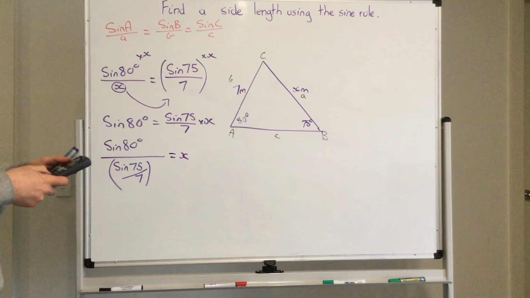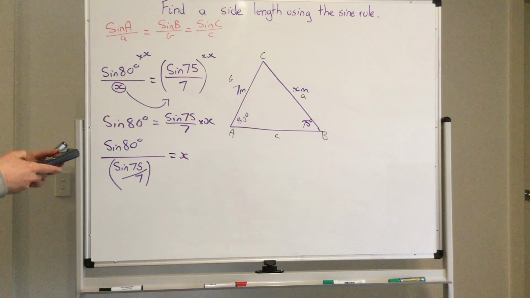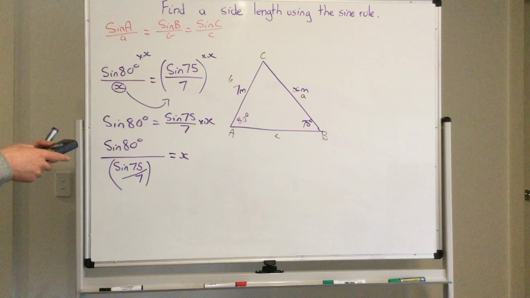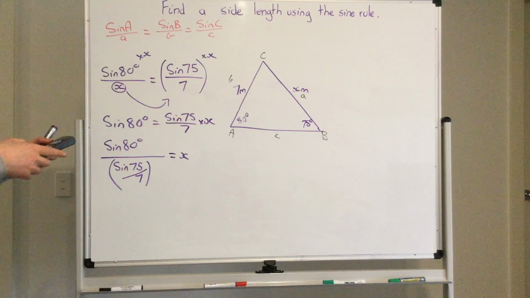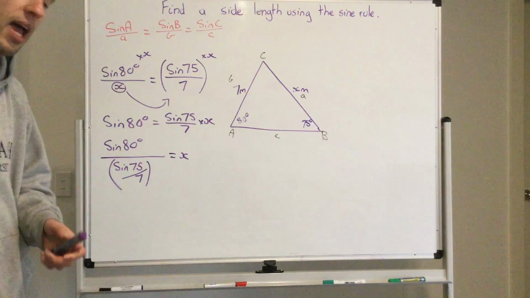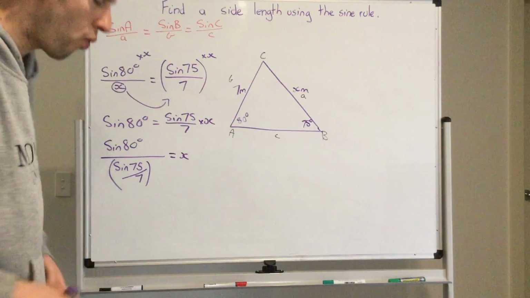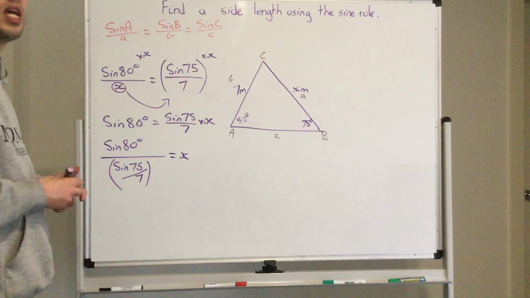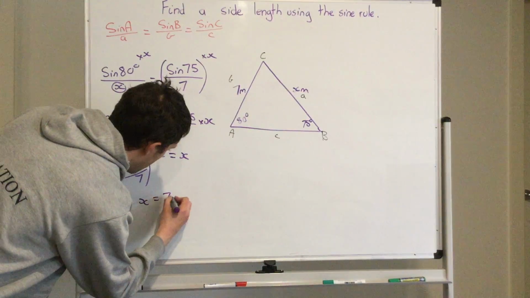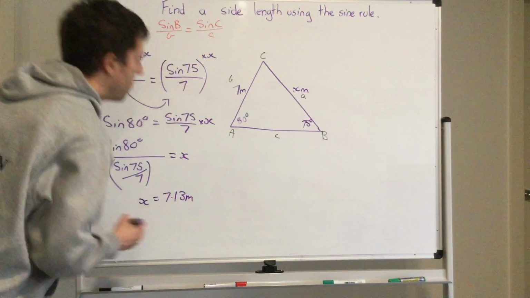Now that I have that, I'm going to solve it. So sine 80 divided by sine 75 divided by 7. And that gives me 7.13. So that tells me that X is 7.13 meters.